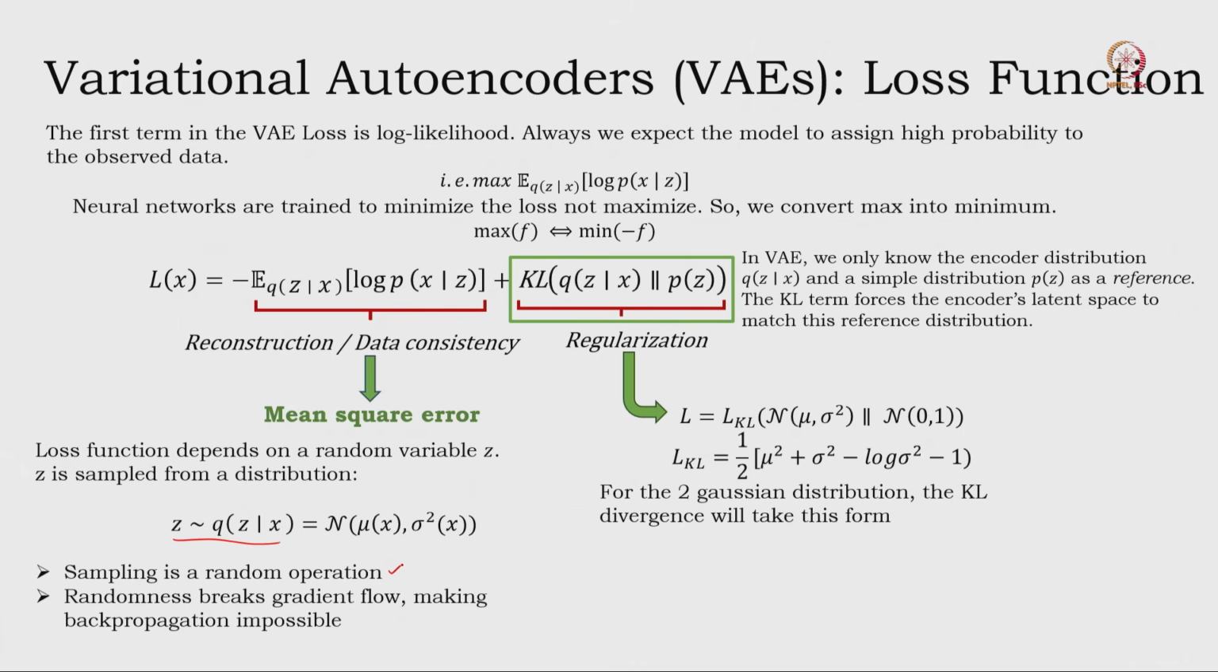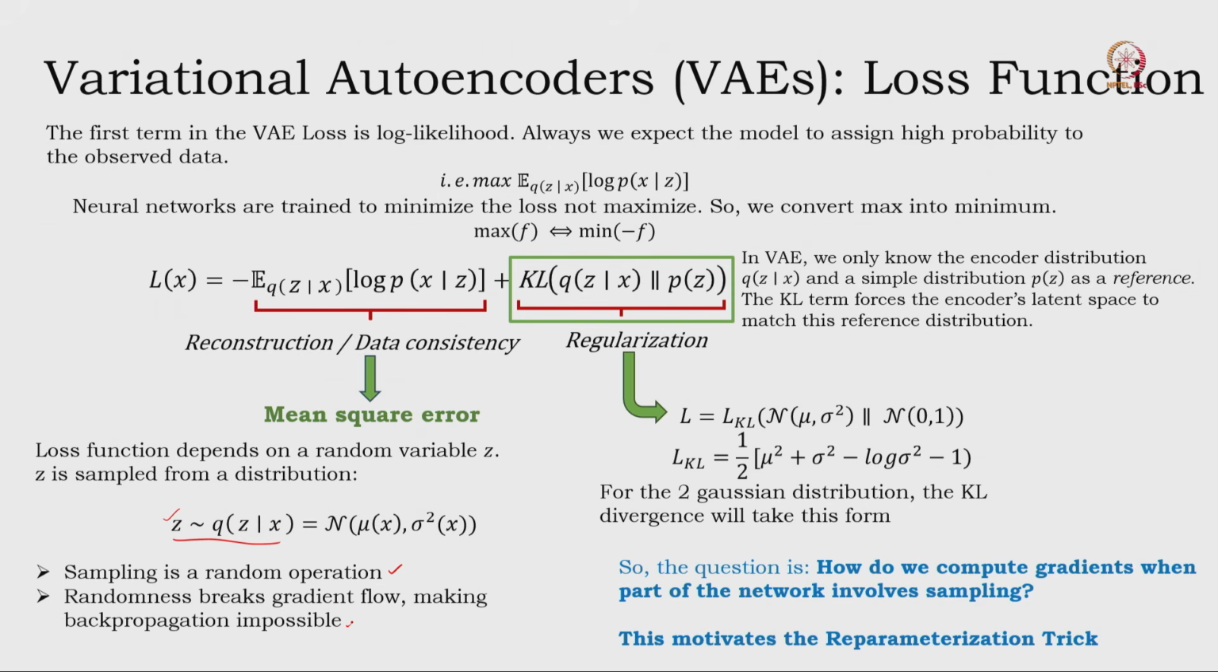Now once we calculate the loss, we have to back propagate to update the weights. That is, we are using a back propagation algorithm or gradient descent to update the weights. Now when we are back propagating, when we are computing the gradients, because of this randomness, we cannot compute the gradients here. So randomness often breaks the gradient flow, making back propagation impossible.